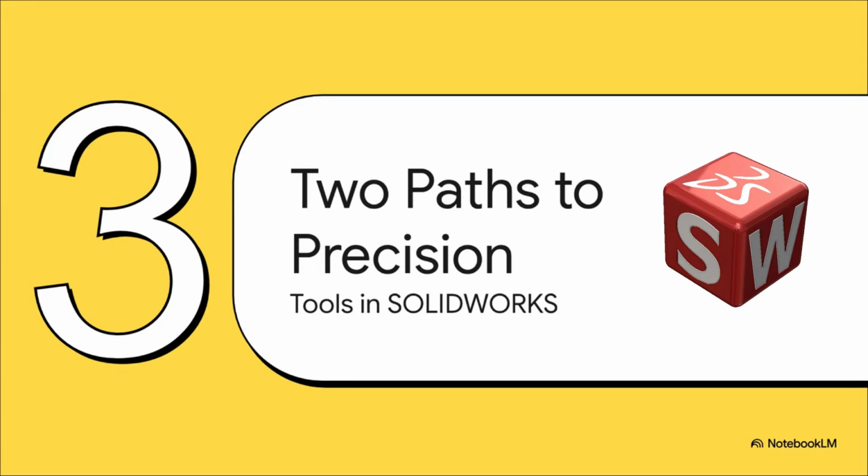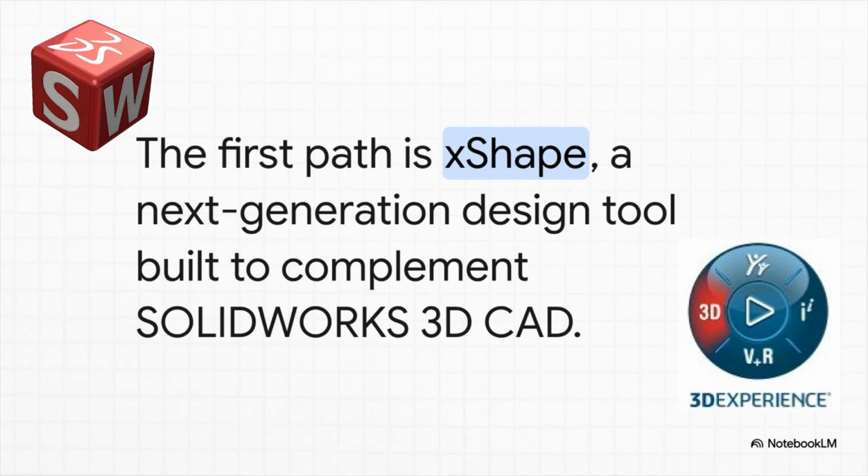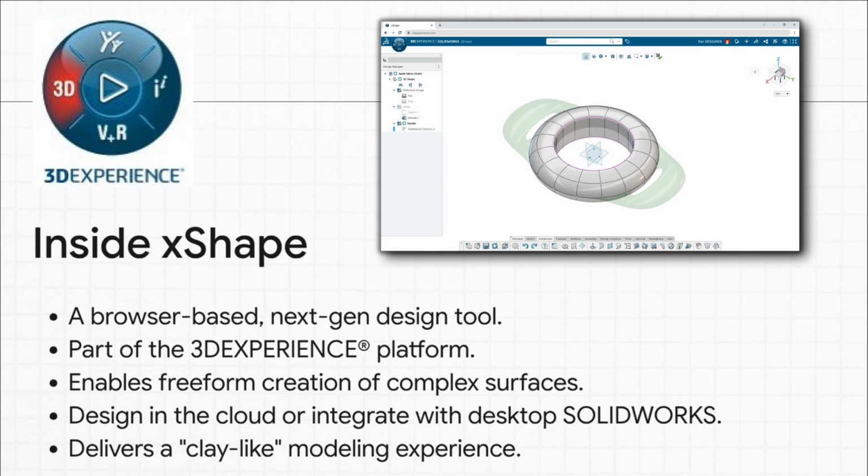Now, this whole digital clay idea isn't just a cool concept. It's a reality in powerful platforms like SolidWorks. There are actually two main ways to get this kind of intuitive modeling, so let's take a quick look at both of them. The first path is a tool called X-Shape. You can think of this as the next generation approach. It's designed from the ground up to add this intuitive, free-form workflow to the powerful SolidWorks environment. So X-Shape is a modern browser-based tool that lives on the 3D Experience platform, which is great because it means you can access it from anywhere.